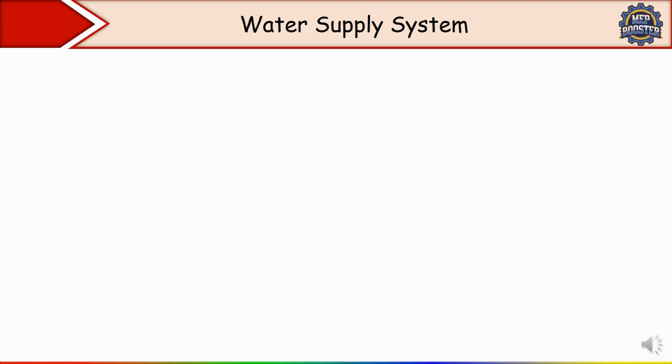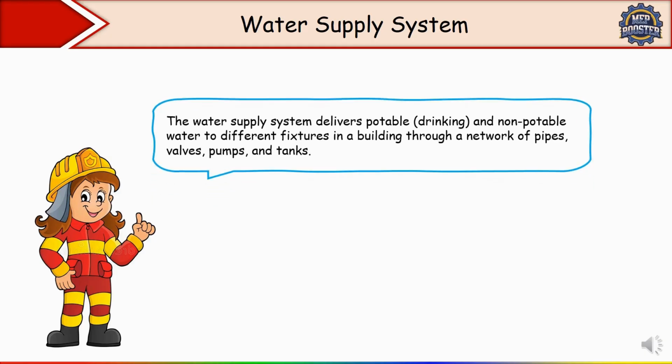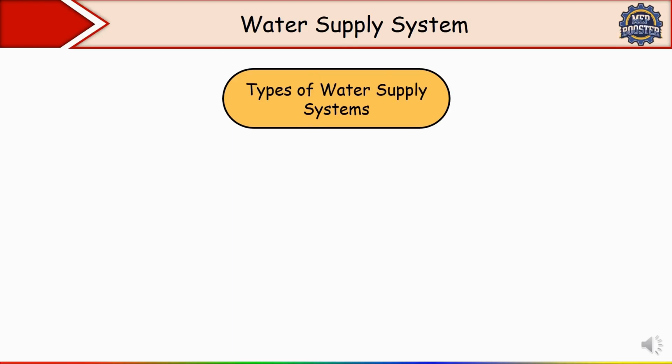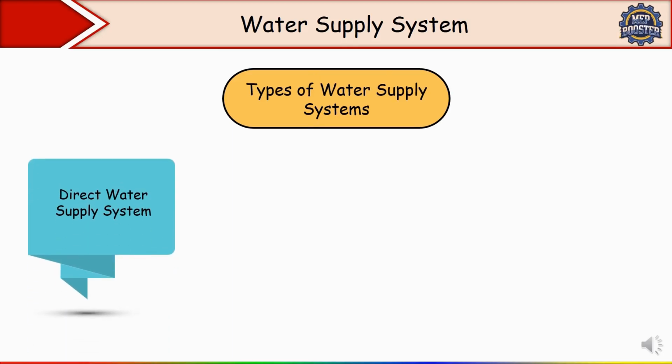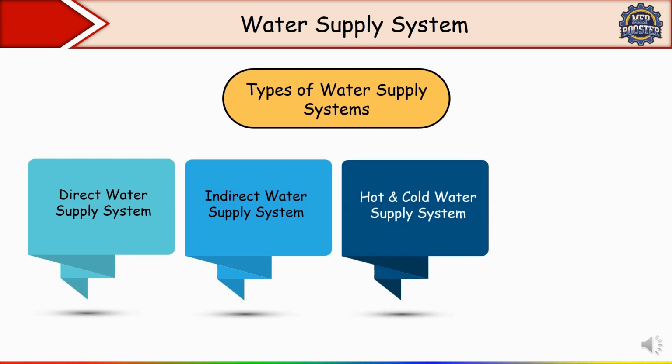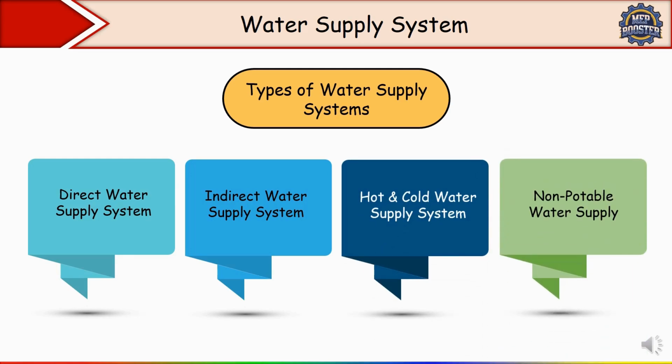Now what is a water supply system? The water supply system delivers potable and non-potable water to different fixtures in a building through a network of pipes, valves, pumps and tanks. Here we have different types of water supply system. The first one is the direct water supply system, second indirect water supply system, third hot and cold water supply system, and the fourth one is non-potable water supply system. Now let us discuss each type in detail.